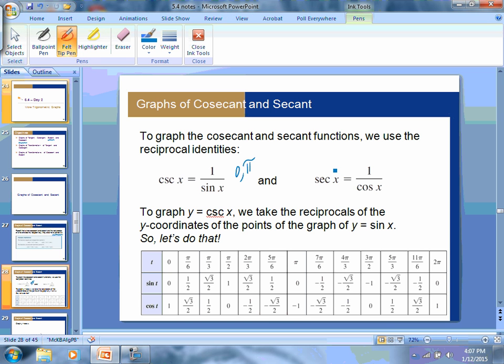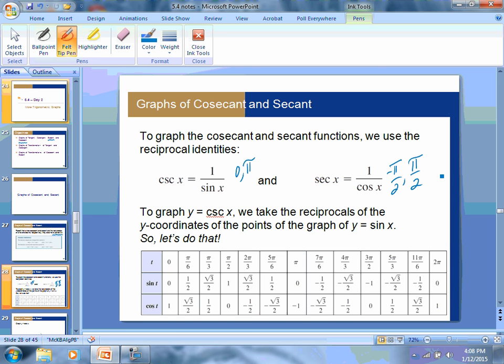Secant is 1 over cosine, so it's going to be undefined whenever cosine is 0, and cosine is 0 at pi over 2 and 3 pi over 2. We don't call 3 pi over 2 that; we like to refer to it as negative pi over 2 more so now, but it's the same thing. So negative pi over 2, pi over 2, and 3 pi over 2 are where we're going to have our asymptotes for the secant graph.